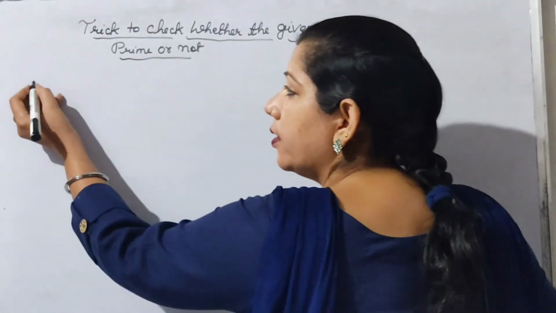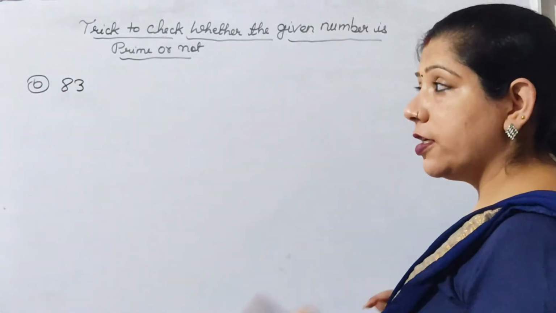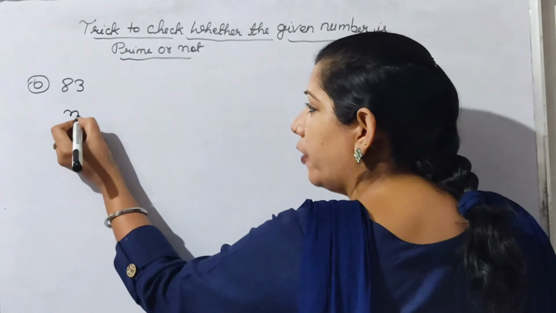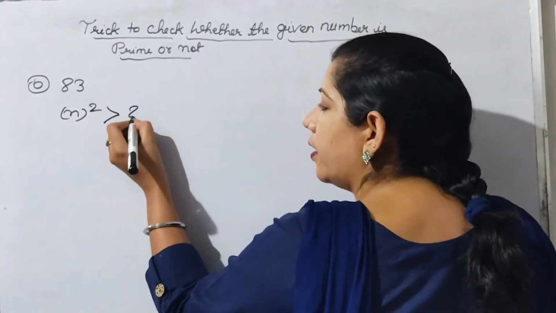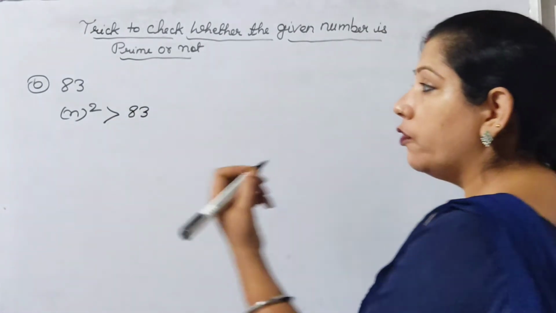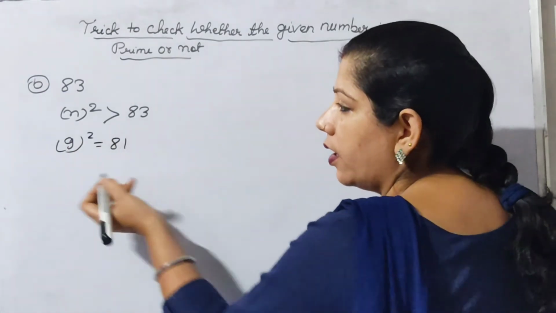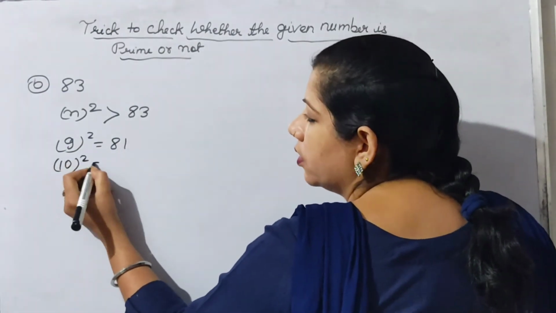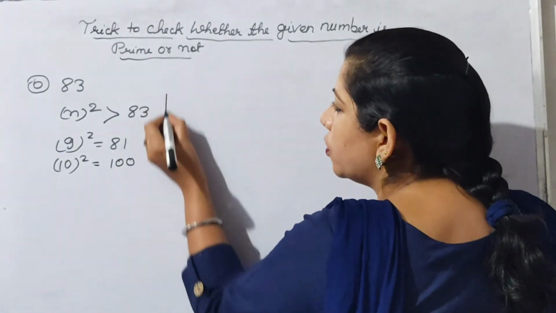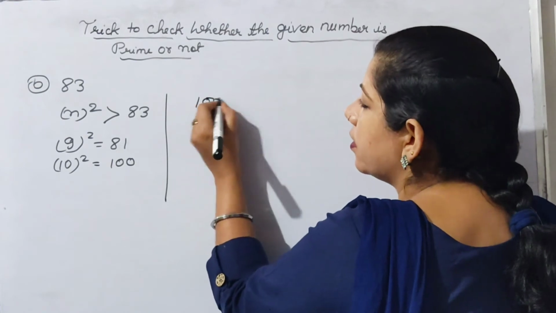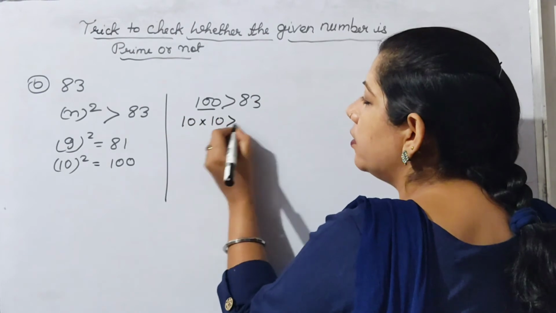Now let's see another example, that is 83. In the first example I have already told you, you have to find the square of any natural number which should be greater than 83. Let's try with 9. 9 square is 81. It's not greater. Let's try with 10. 10 square is 100, so it is greater than 83. We can write 100 is greater than 83. But how did you get 100? 10 into 10.